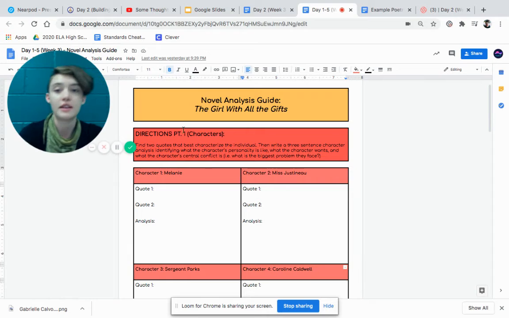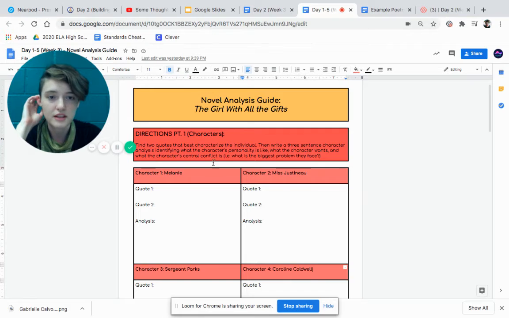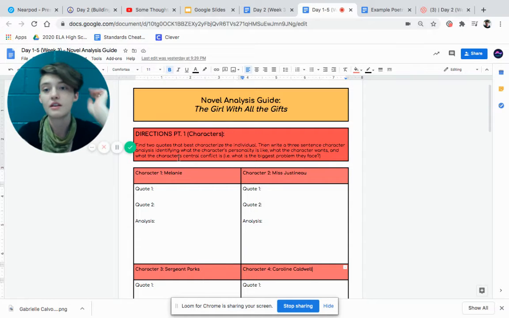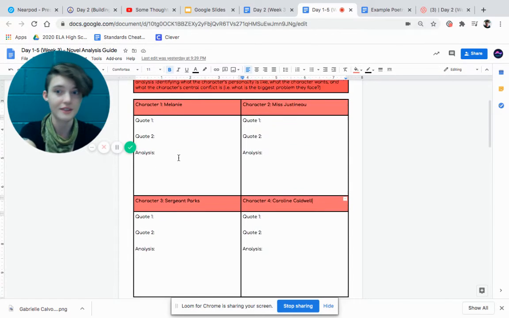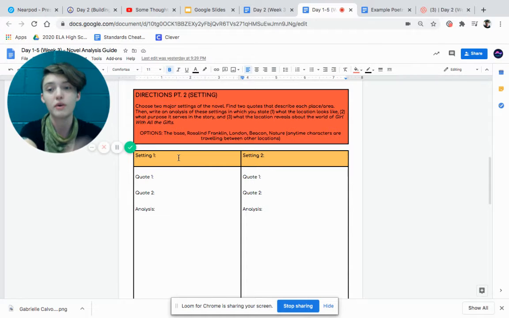Step one is about characters and finding quotes that you think really define the characters, and then doing a little character analysis, answering these three questions. What is the character's personality? What do they want? What's their motivation? And then what's their central conflict? What issue and problem are they dealing with, either on the inside or the outside? Melanie definitely has inside and outside conflicts, right? Pick the one that's most interesting. But watch the Nearpod video from yesterday for more details on that.